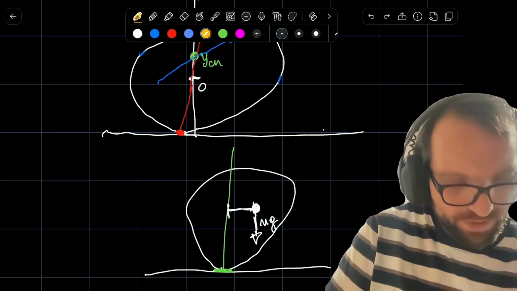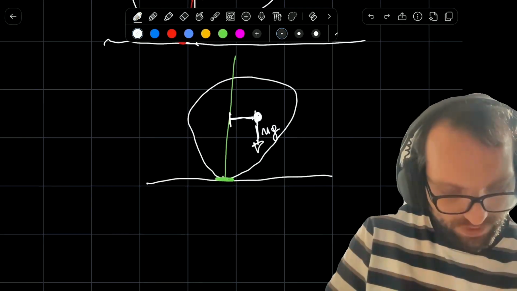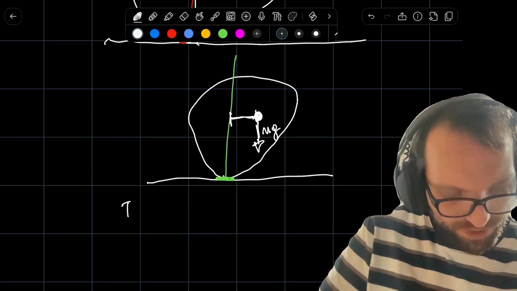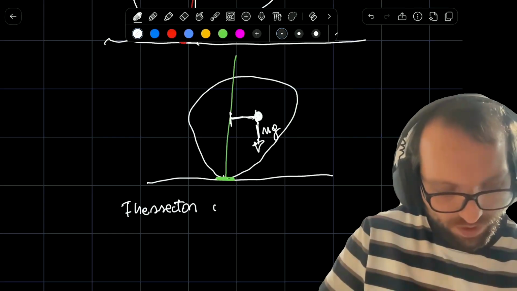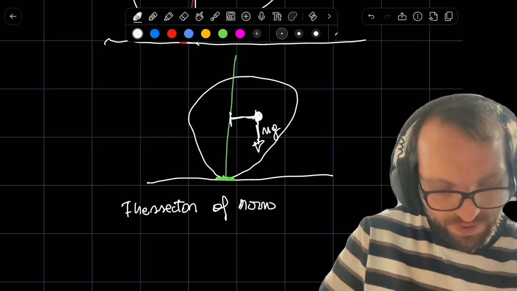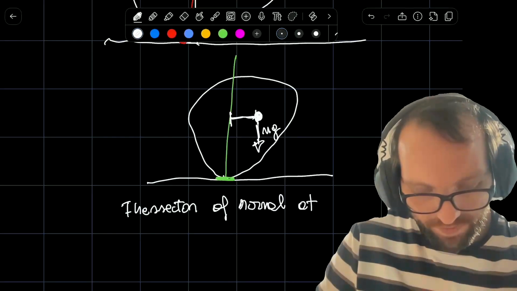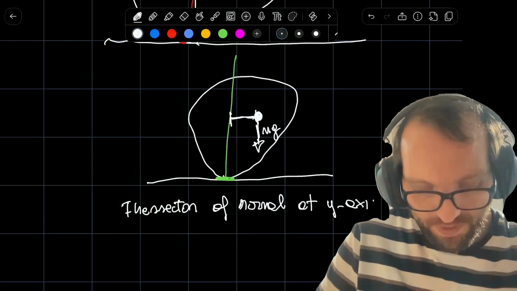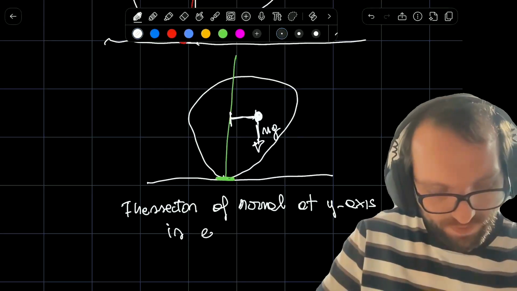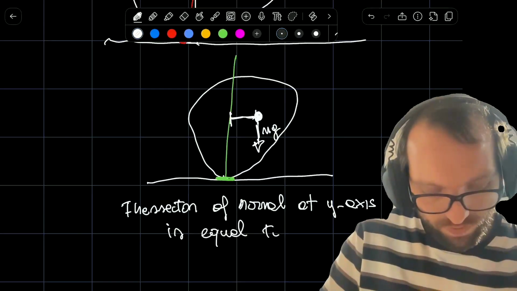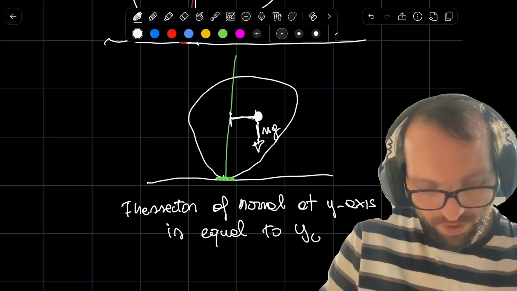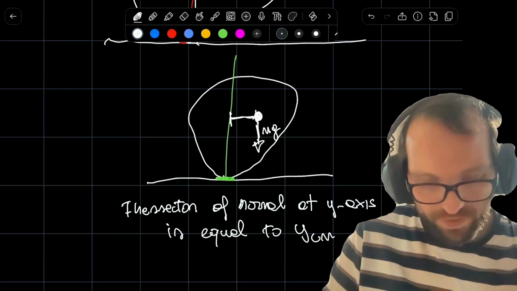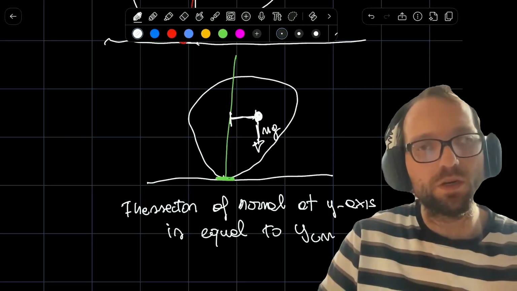We need that the intersection of the normal at the y-axis is equal to the y coordinate of the center of mass of the composite object.